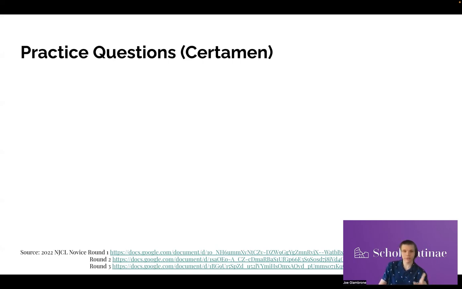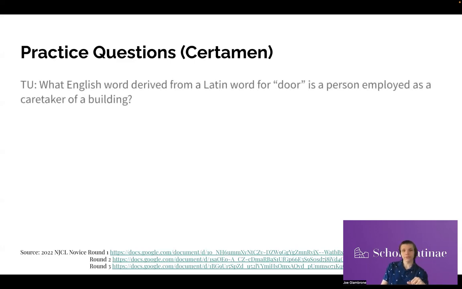So I have 3 real questions here from the 2022 NJCL novice questions, which novice is Latin 1. And so the first one is asking what English word derived from a Latin word for door is a person employed as a caretaker of a building. And so this is where they're giving you some definition, and they say, what's the English word? And so some of you might know it. You can say janitor or porter. Janitor is from Janua, which means door, and porter is from porta, which is door or gate.